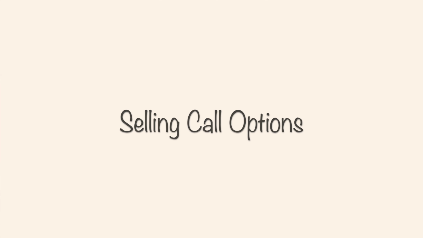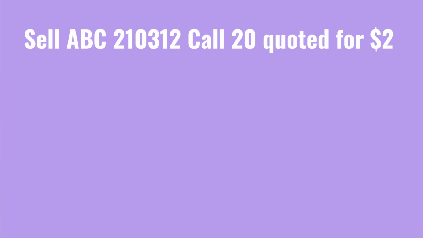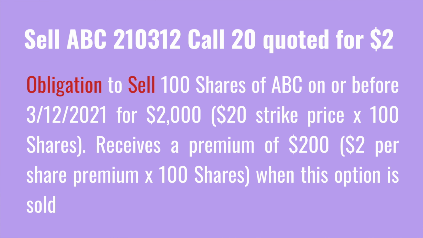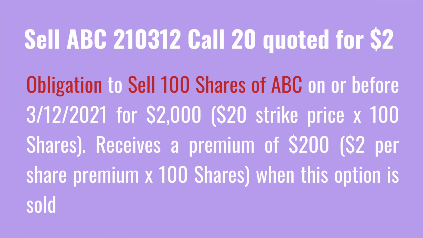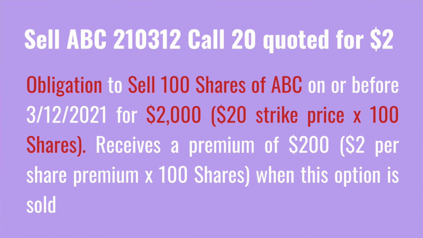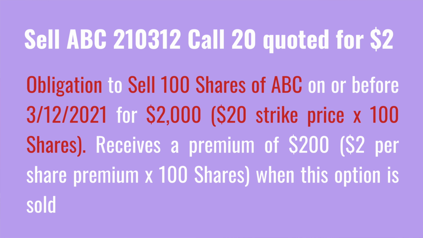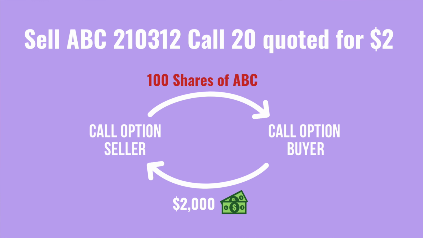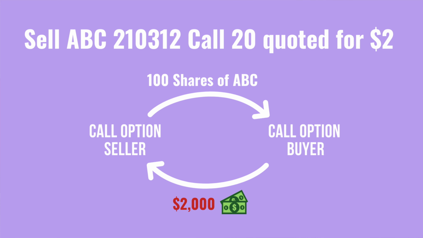Now, to see what happens when you sell a call option, let's use the same ABC March 12, 20 call example. When the person who bought this call option exercises the right to buy, the option seller must sell 100 shares of ABC at $20 per share as long as it's on or before March 12th. In other words, the option seller will give 100 shares of ABC to the option buyer, who would in return give $2,000 to the option seller.